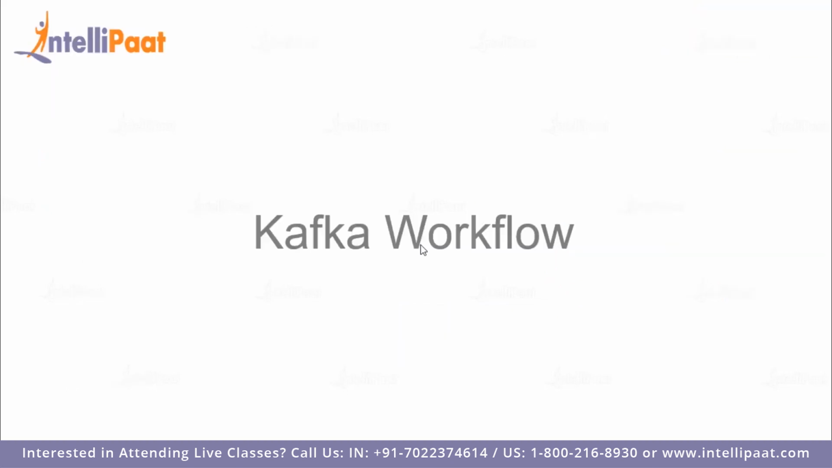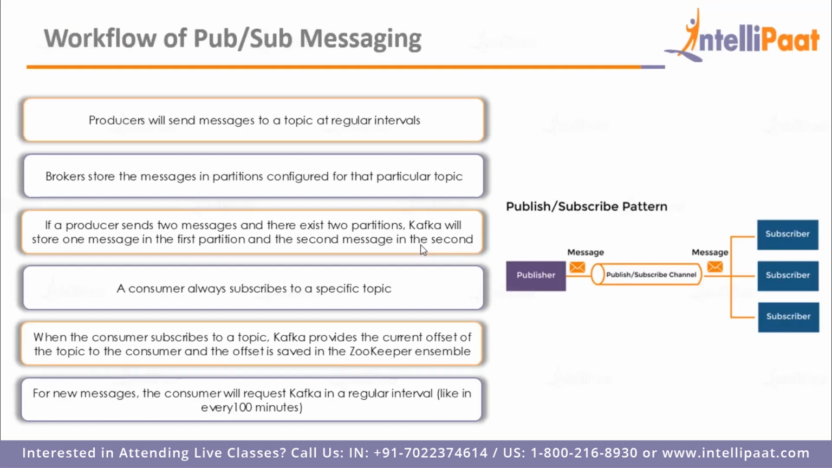Now let's look at the Kafka workflow. The producers will start off by sending messages to a topic at regular intervals. So let's say there is one particular topic and the topic is related to football. Now the producer will publish or send messages to that particular topic at regular intervals. After that, the brokers will store the messages in partitions configured for that topic. So let's say this topic football has 3 partitions, then these messages would be stored in these 3 partitions.